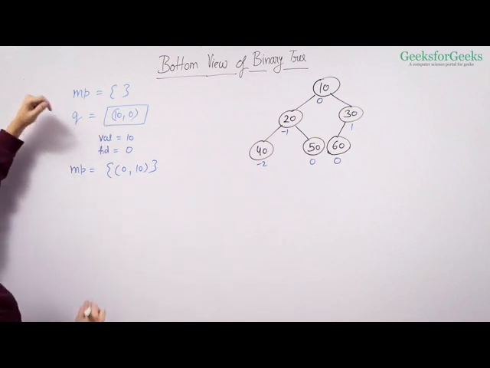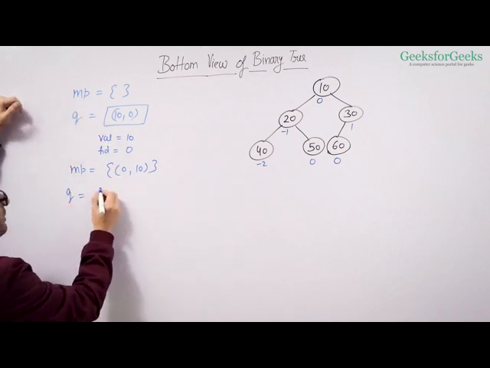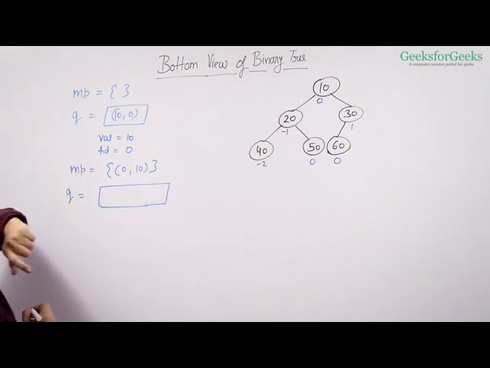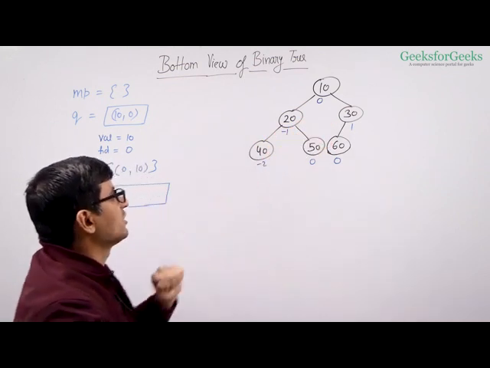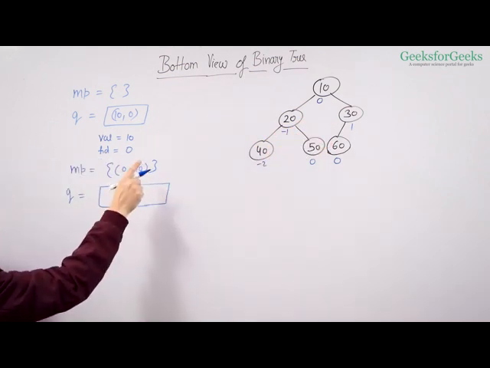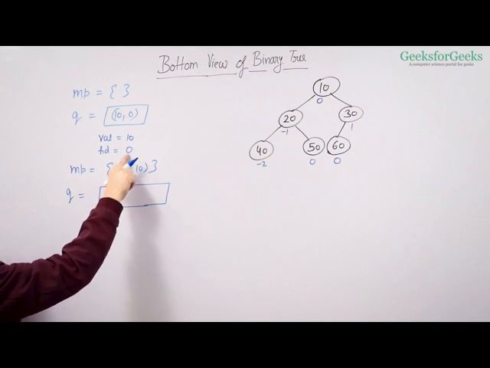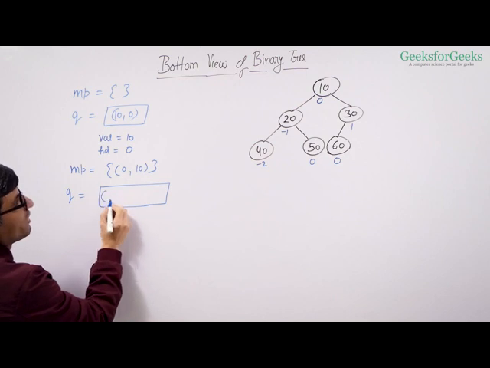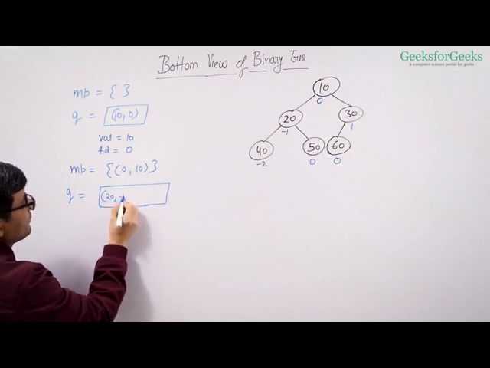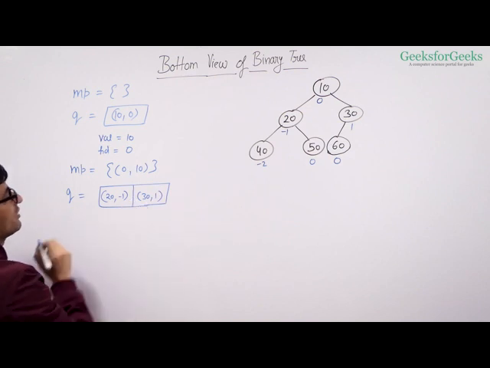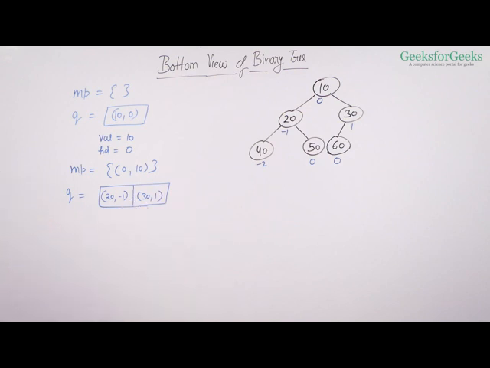So this is our first entry in the map. We extracted it out, so our queue is going to become empty, and after processing this, we are going to enqueue its children. Its children are 20 and 30. When we enqueue them, we decrease the horizontal distance for the left child and we increase the horizontal distance for the right child. So we are going to have 20 with minus 1, and 30 with 1. So this is what the queue is going to contain at this point.